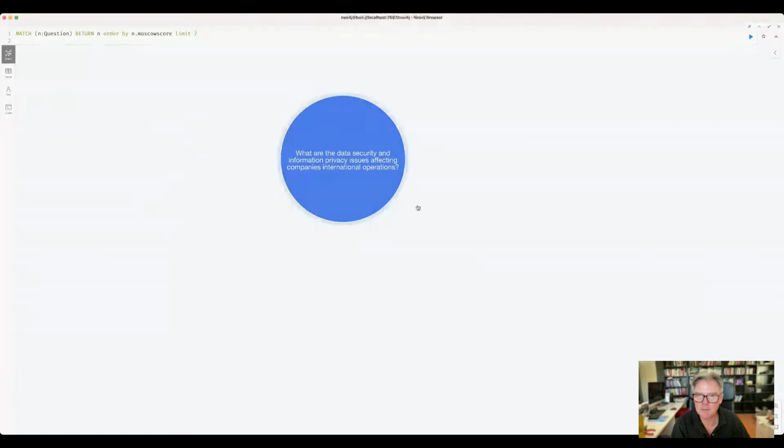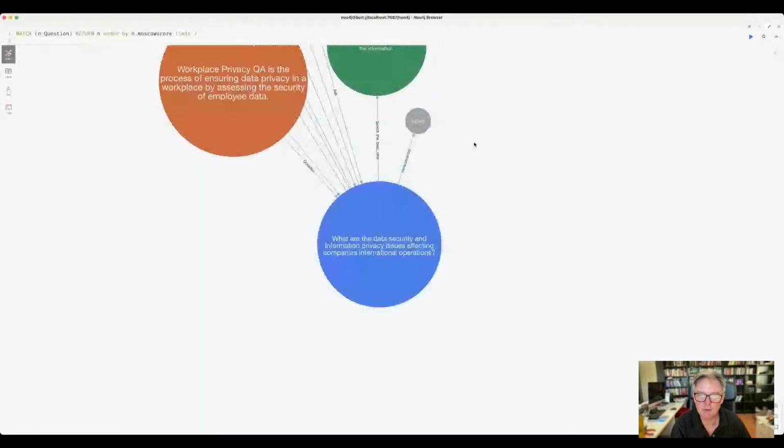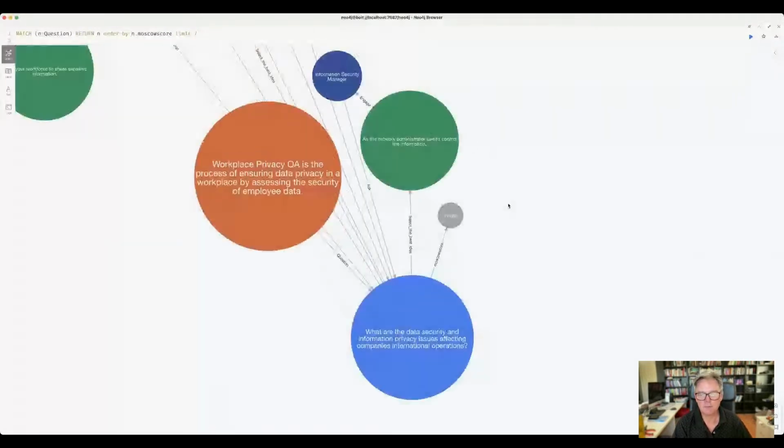What are the data security and information privacy issues affecting companies' international operations? That'll be interesting, because when your data is stored in Facebook, Google, etc., they are all facing those problems. You need to have your data, especially in Europe, stored where it's being used, so you can't move data cross border. And that's something you need to be addressing and worried about.